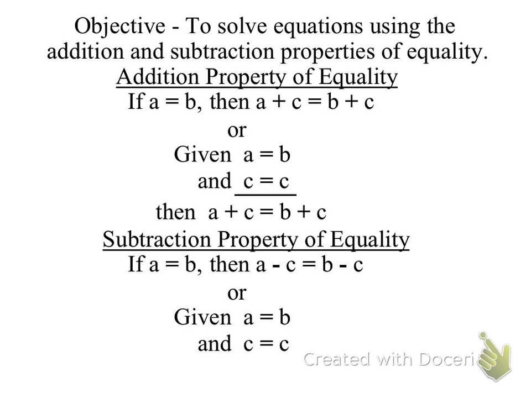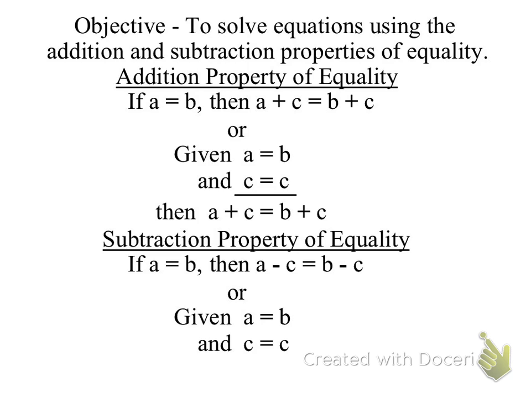Today we're solving equations using addition and subtraction properties of equality. The first thing we're going to talk about is the addition property. If A is equal to B, then it doesn't matter what I do to A and B as long as I do the same thing. If I add C, an equivalent amount to both sides, I'm still in balance and the equation is still equal. We call this the addition property of equality.